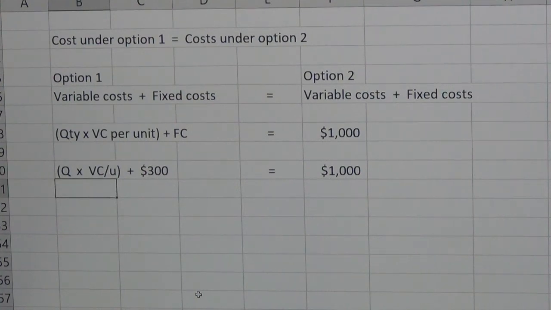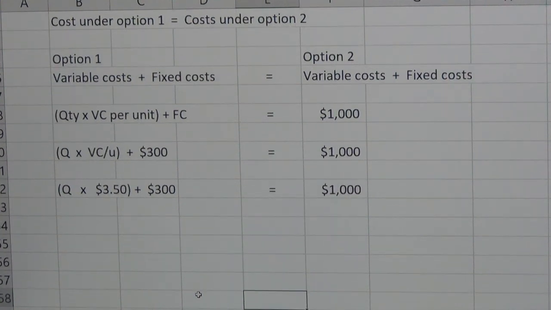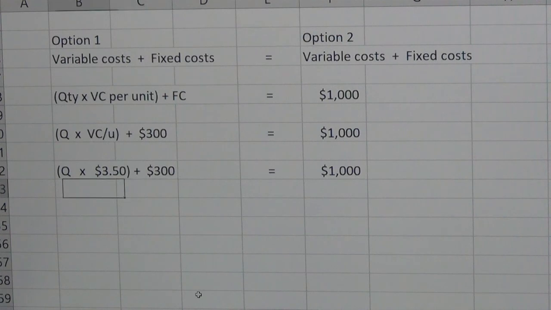And if we're talking about units, then we'll use the same kind of formula analysis as when we were coming up with the break-even point. We're going to solve for Q. If we plug in the numbers we do know, we don't know Q, so that's the unknown variable, but we do know that the variable cost per unit is $3.50, plus $300. We want that to be equal to $1,000 to get to our indifference point.